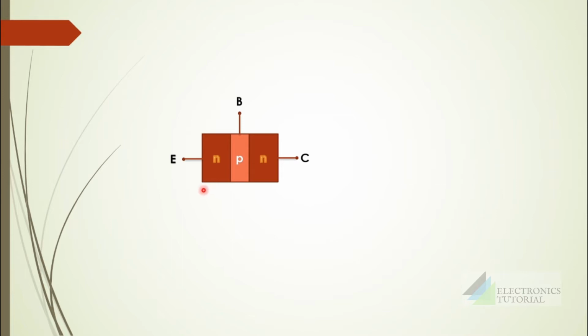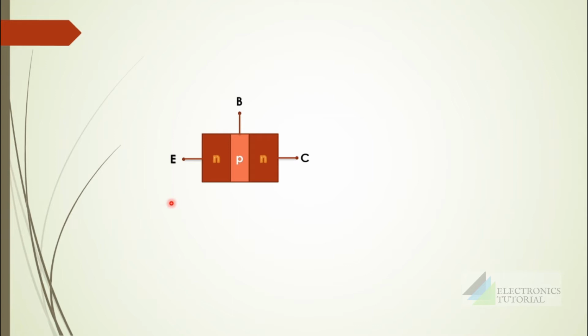A transistor is a combination of two diodes. Here we can see a PN junction diode, and here also there is a PN junction diode. That means we can define this transistor as a P-type semiconductor sandwiched between two N-type semiconductors.